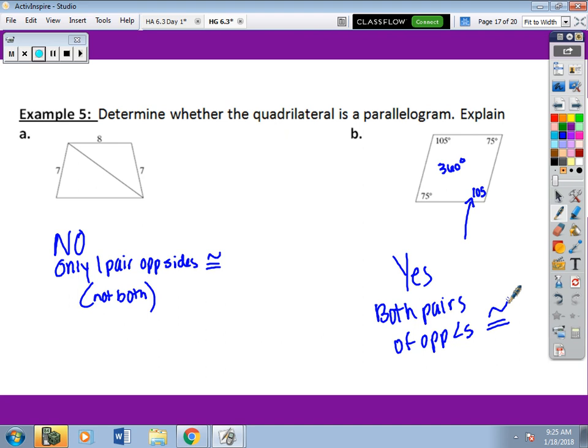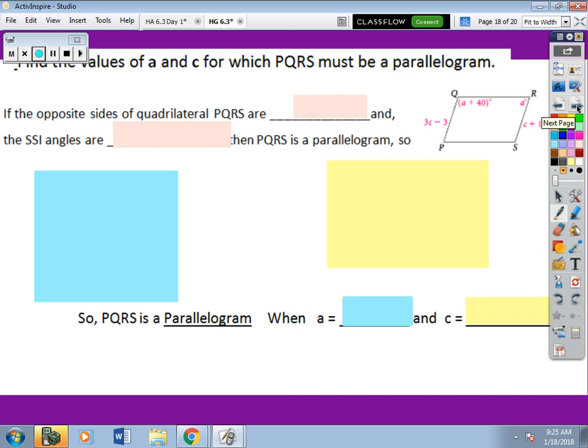Okay, the last one, let's just write the equations. We don't have to solve them, but let's make sure that we can write them because that's important. We're finding the values of A and C to prove that it is a parallelogram. So we know that the opposite sides have to be what? Congruent. And we know that consecutive angles have to be supplementary.